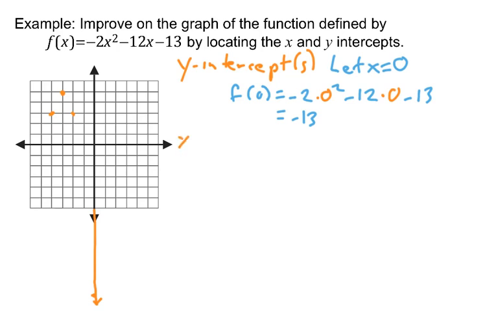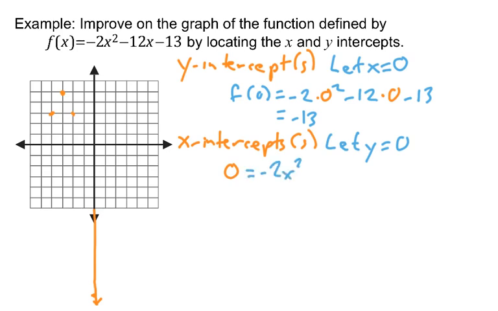What about the x-intercepts? Well, again, building on ideas that we've seen before, if you find the y-intercept by letting x equal 0, you find the x-intercept by letting y equal 0. This is going to take a little bit more work. Y-intercept let x equal 0, x-intercept let y equal 0. Now, I don't have my equation stated in terms of y, but f of x means the same thing as y. So I'm going to set y equal to 0 and look at solving this equation.